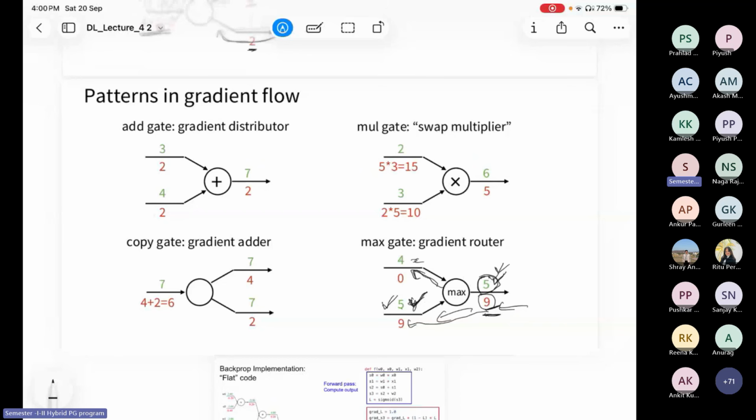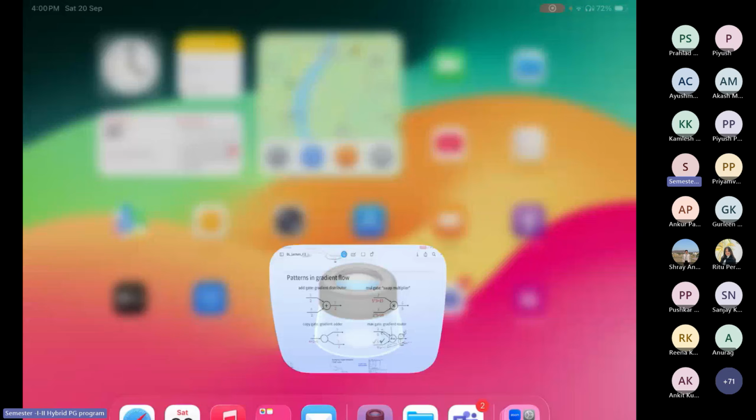In the next class, I'll give you one code example. I'll go through the code and show you how these gradients are getting computed. I've given the mathematical idea; now in the next class, we'll see how we are going to calculate it. So here I'll stop, and now I'm open to questions.